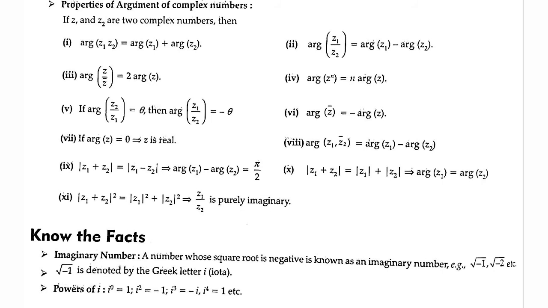Argument of z1 upon z bar is equal to twice the argument of z. Fourth, argument of z to the power n is equal to n times argument of z. If argument of z1 upon z2 is equal to theta, then the argument of z2 upon z1 is equal to minus theta.